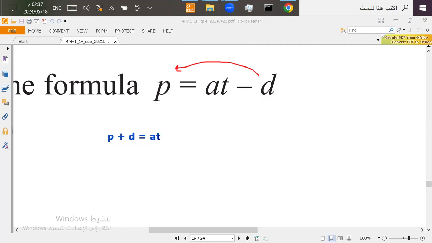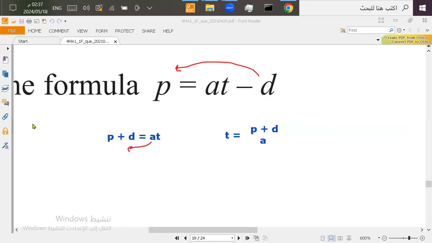Now, the a is multiplied by the t, and I want the t alone. It means I'm going to take the a by dividing to the other side. And because it's multiplied here, it's going to be divided on the other side. So I'll end up with something like this. T equals, now I make t alone the subject. We have p plus d over a. And this is the final answer for this question.